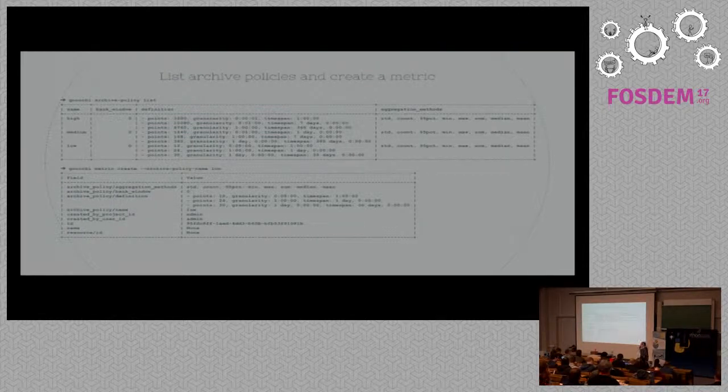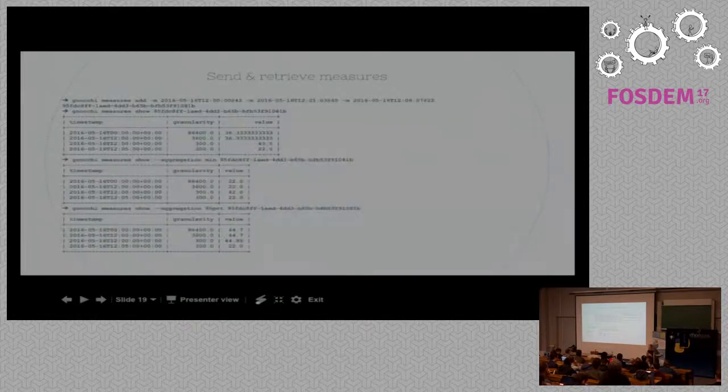The second command is gnocchi metric create --archive-policy-name low. That's just used to create a new metric. Once you do that, you have a new metric with its ID right there. It's a UUID, which is created for you by Gnocchi, and you can use this UUID to send a bunch of measures. That's what this command does here.